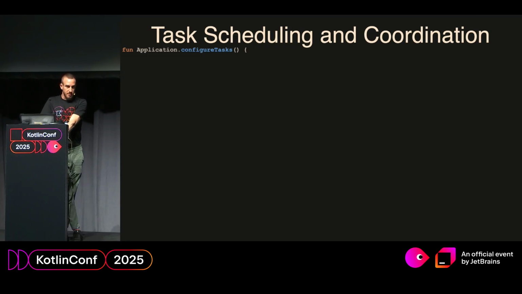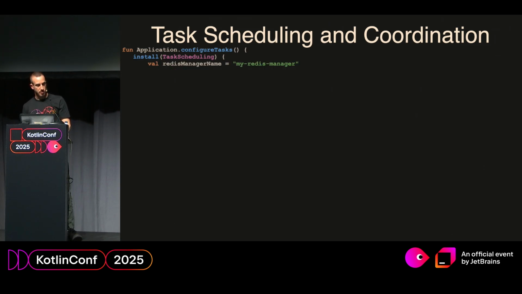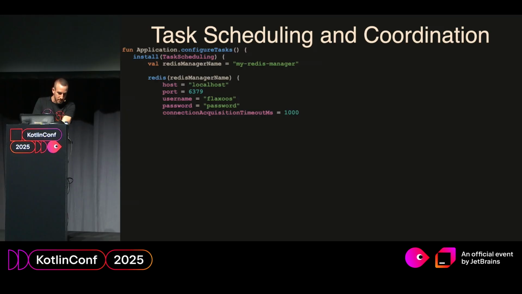In our producer application, we have this function. We'll create a function, application configure tasks. We install the task scheduling plugin. We define a name for our manager, which is going to use Redis, as you will see in a moment. So here this is how we say, I want to use Redis as my lock manager. We use the name, we define host, port, username, password, etc.